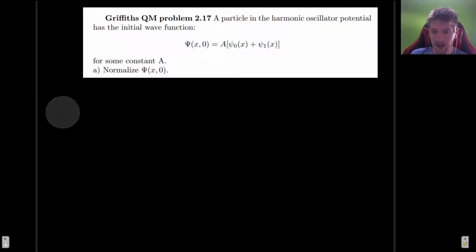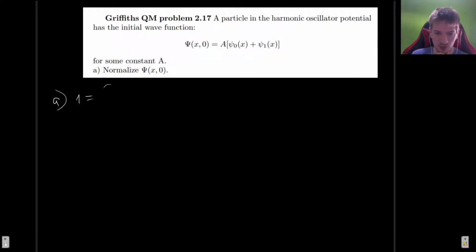So in this problem we are told that there's a particle in the harmonic oscillator potential that has the initial wave function, which is a combination of psi0 plus psi1. And the first thing we want to do is normalize this function so that we can find the constant a. So let's go ahead and do that here. So part A, we need to normalize.